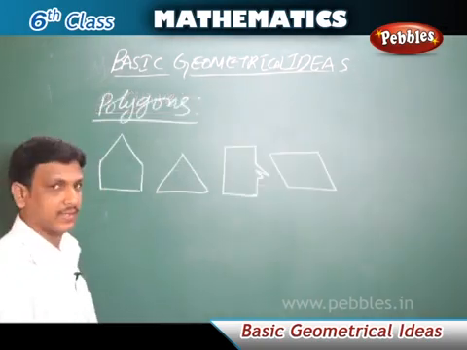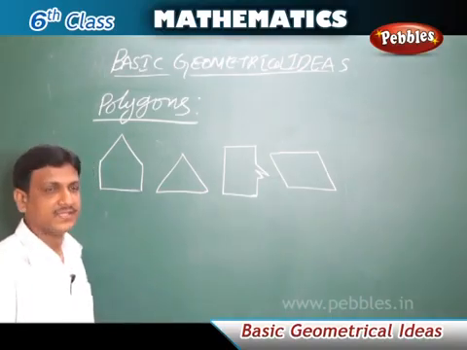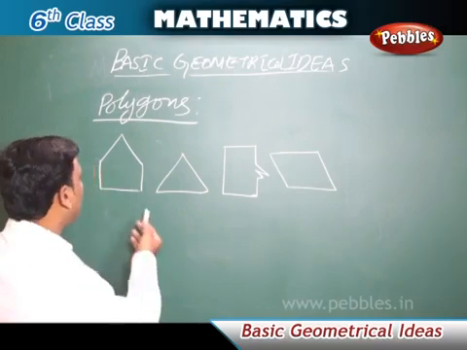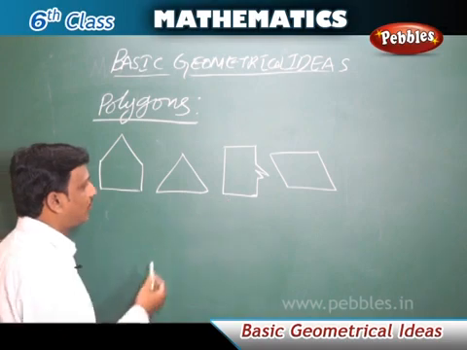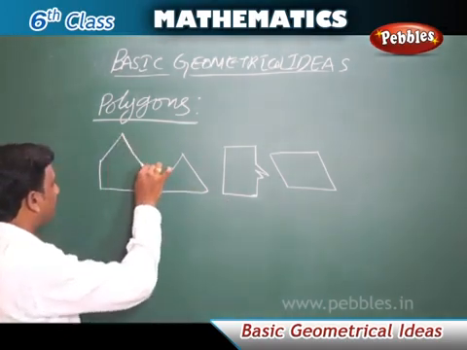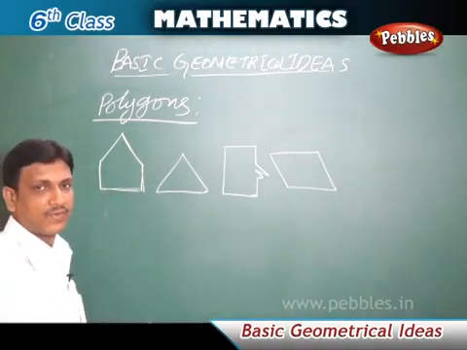Polygons. What is a polygon? A polygon is a simple closed figure that is made up of definite number of line segments. So here some are the examples of polygons. So what is the polygon? A polygon is any closed figure. So this is a closed figure made up of definite number of line segments.